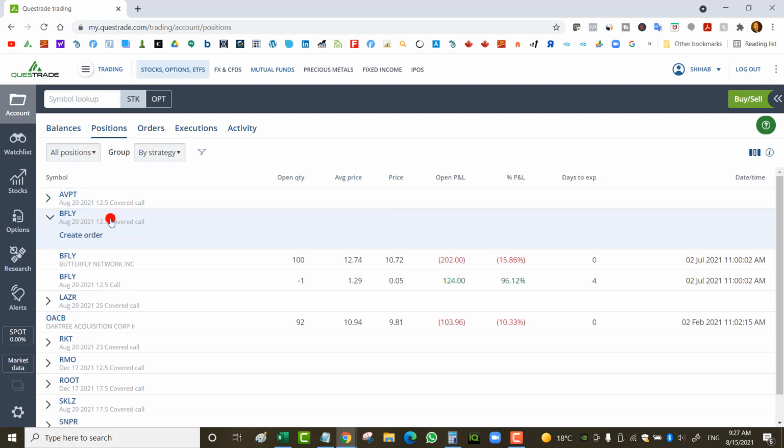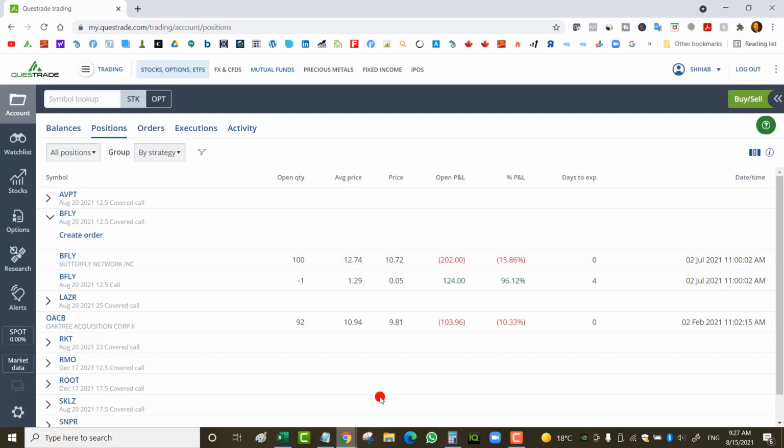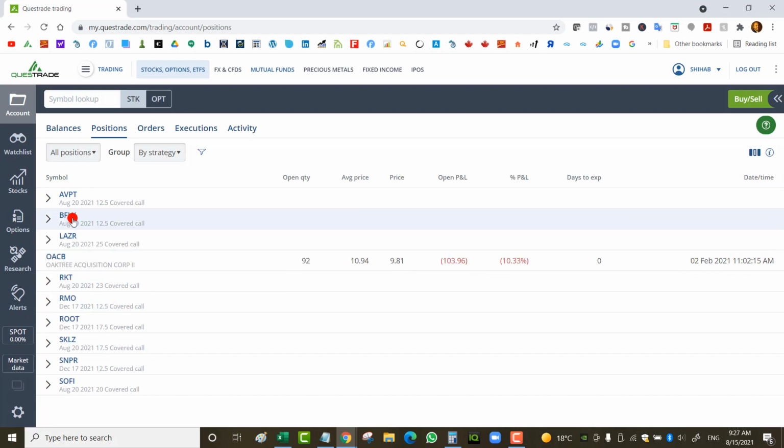Then I've got Butterfly here. This one's not bad as well, not far off. My cost basis on BFLY is 11.45, and the stock is at 10.72. So really not far off either. I could just sell another call at 12.5. So this one's not bad.